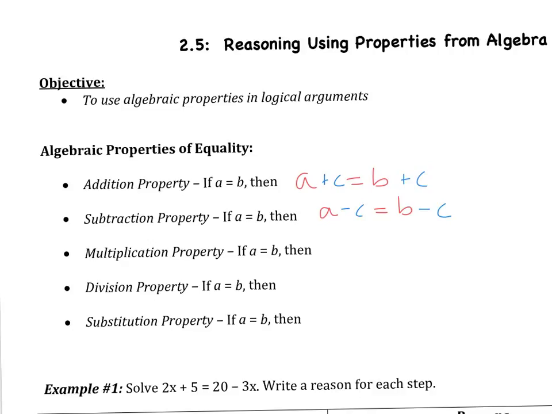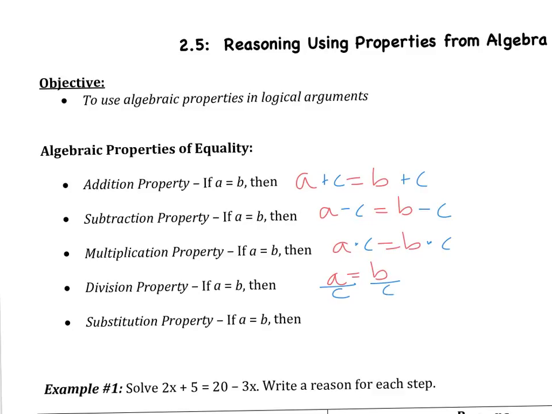Okay, multiplication property. You can probably guess. If I have A equals B, I can multiply both sides by the same number. Again, it has to be the same number or the same variable or the same object on both sides. And then the division property. If I have A equals B, I can divide both sides by the same number.